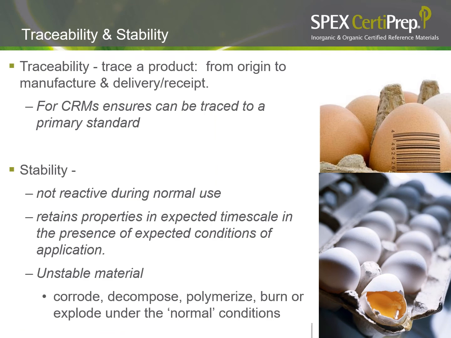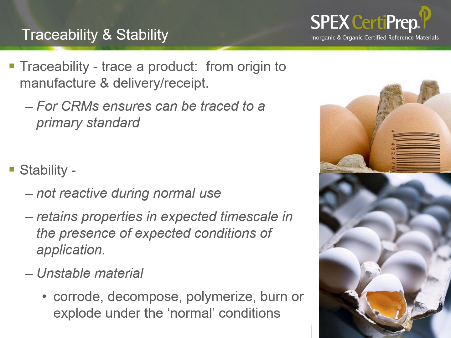So now class, traceability and stability. Traceability is to trace a product from origin to the manufacturers and delivery receipt. Basically for CRMs, we have to ensure that it can be traced up to the primary standard from where the CRM was produced, and who the manufacturers are. It should be easily traceable. That is CRM. And stability, class, this is very, very important.